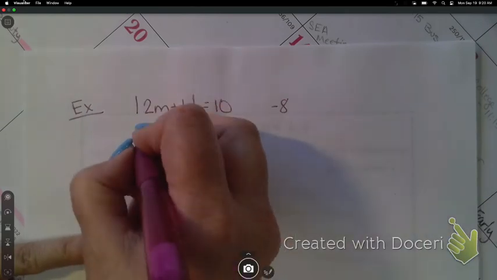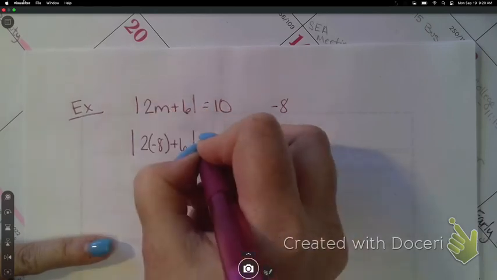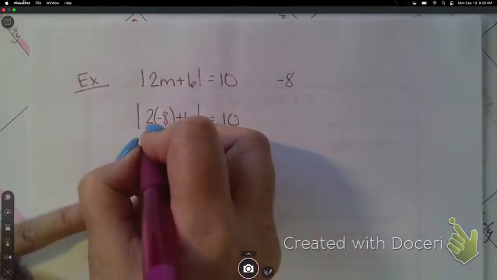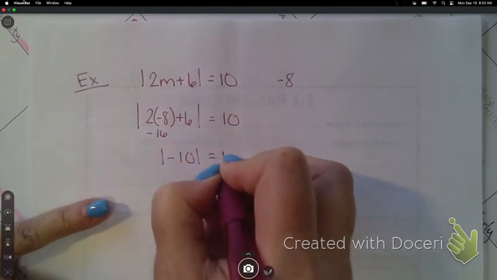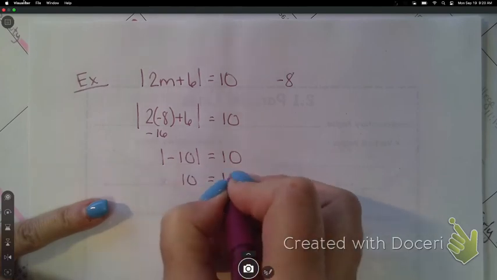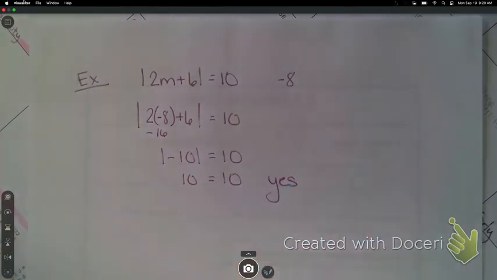So it's 2 times negative 8 plus 6, and then equals 10. Then you got negative 16 plus 6. So negative 16 plus 6 is the absolute value of negative 10. 10. And then 10 equals 10. So is it a solution? Yes. So we checked it already. But 3, 4, and 5 all are just, is this a solution? So you plug it in and they match. That'd be yes or no. They're not solutions.